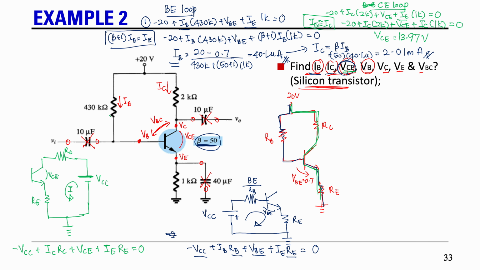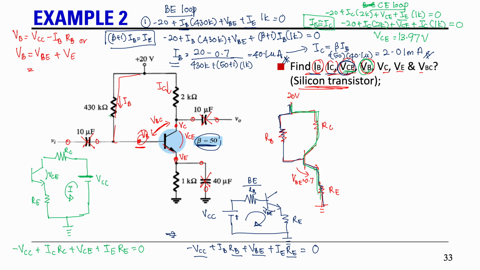Next, we need to determine the value of VB. For the value of VB, you can use it from above or from below, which is VCC minus IBRB, or VBE plus IE times RE, that is VBE plus VE. So how to find the VE?